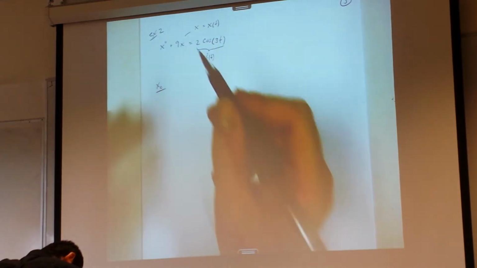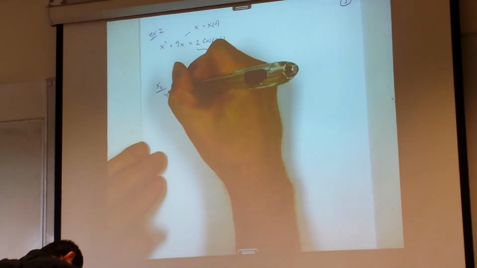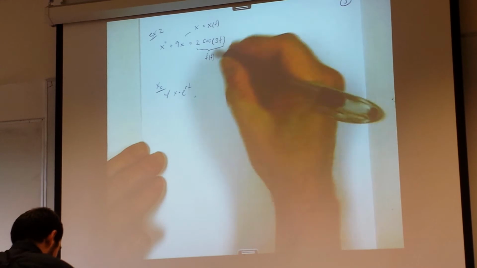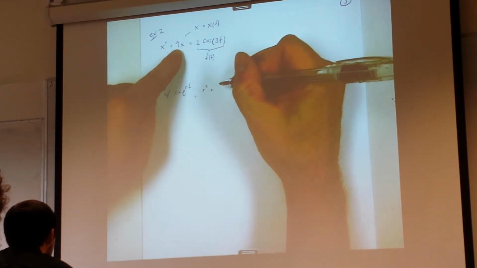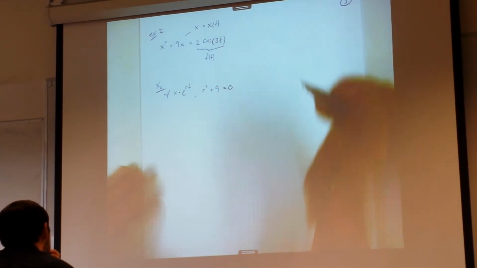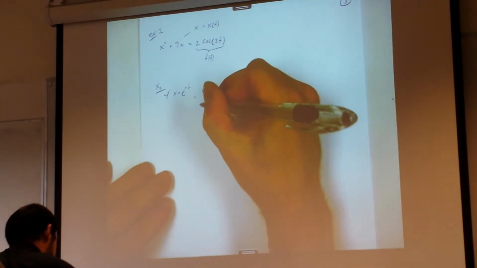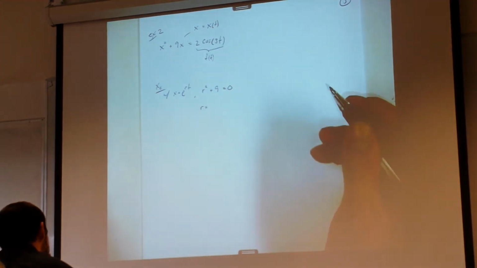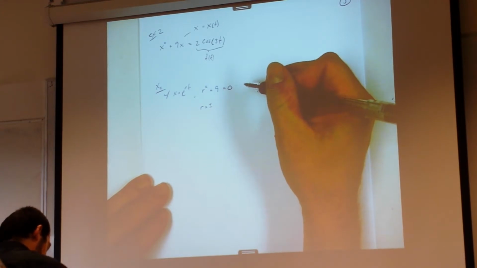So if we make our assumption that x equals e to the rt, then our characteristic equation becomes what? R squared plus 9 equals 0. Okay, so it looks like we're going to have some imaginary solutions. So r will be plus or minus the square root of negative 9. And that is i times root 9, that's 3.